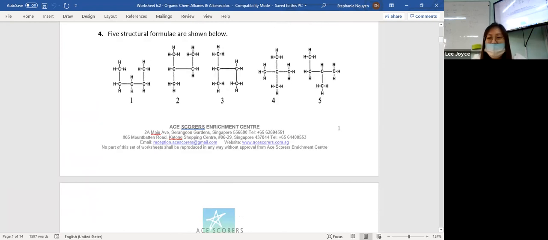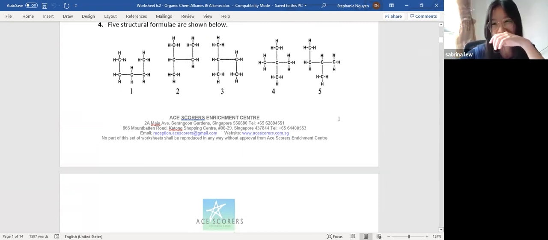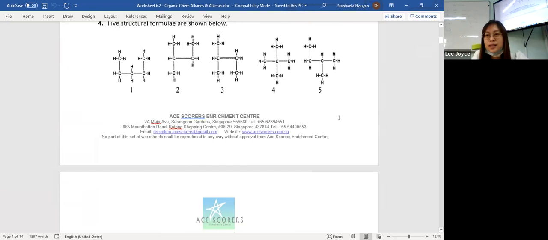What do you think? Valerie and Sabina? Are they the same, or are they isomers, or are they not isomers? Valerie? They are not isomers, right? Okay, they are not isomers. If they are the same, they are not isomers. They must be different, then they can be isomers. Right, so did you have 2, 3, and 5? Okay, so 2, 3, and 5 are exactly the same.